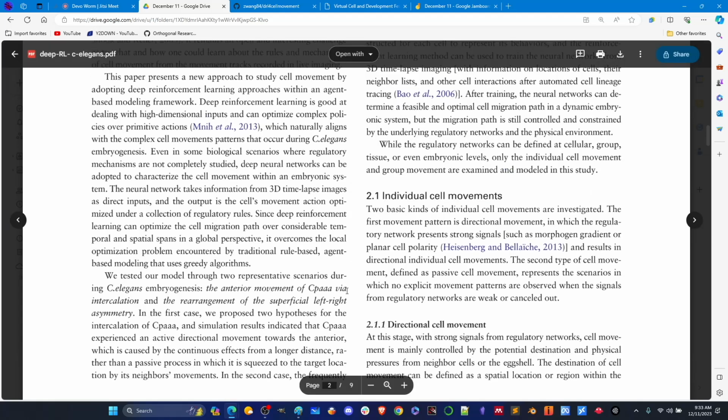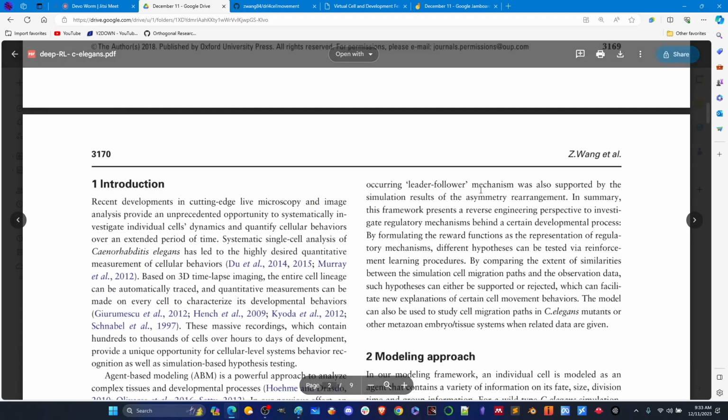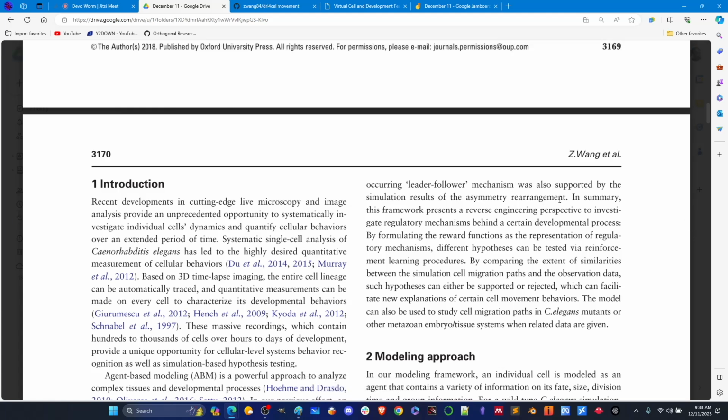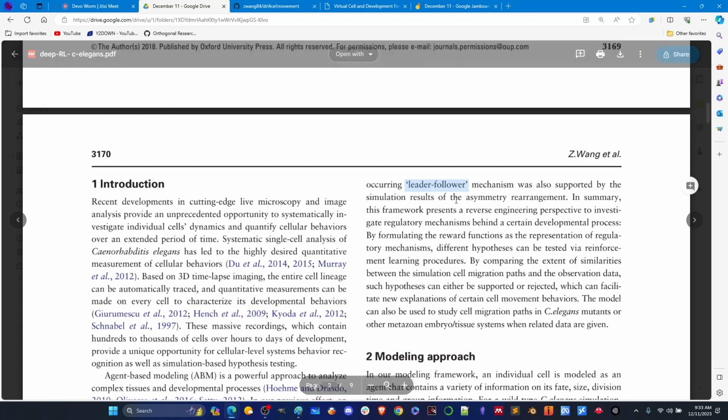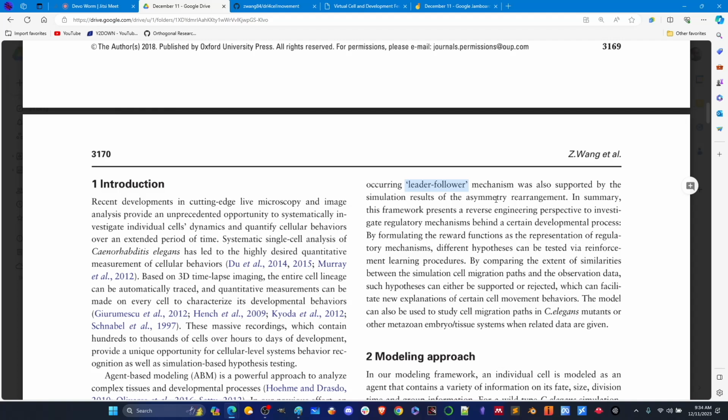In the second case, the frequently occurring leader-follower mechanism was also supported by the simulation results of the asymmetry rearrangement. There's this leader-follower mechanism that people haven't really talked about much, but basically if you have cells migrating, you might have a leader and you might have a follower. So if you have two neighbors, one does something first and the other follows along, or one does an action first and then the second one is impacted by that other cell. So there are all sorts of leader-follower hypotheses.